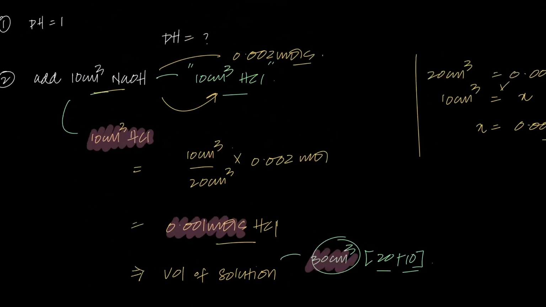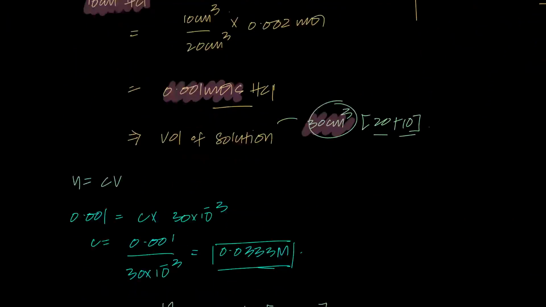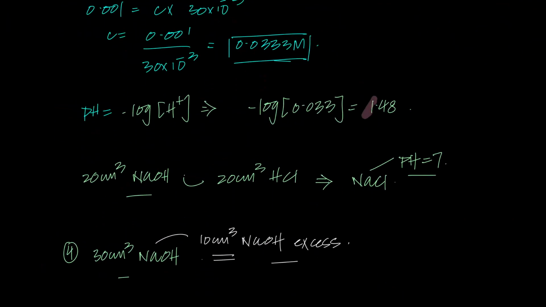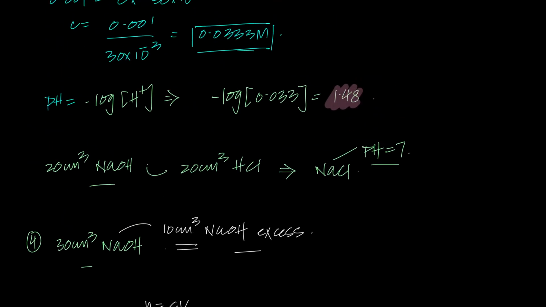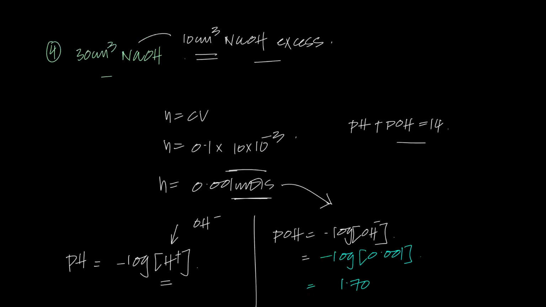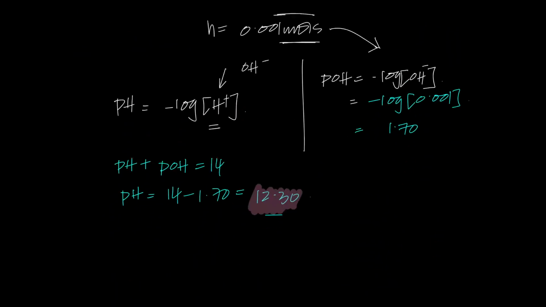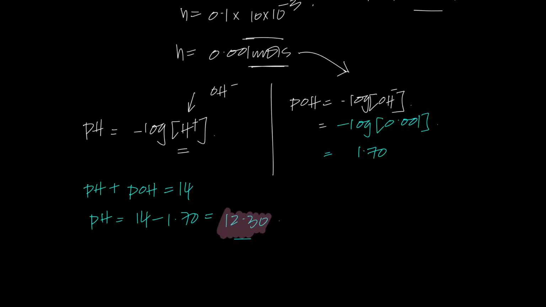So initially you had a pH of 1, and then later on you did your calculations, you ended up with a pH of 1.48. Then at the equivalence point you had a pH of 7 because it's a strong acid and strong alkali. And then if alkali is in excess, you ended up with a pH of about 12.30, right?